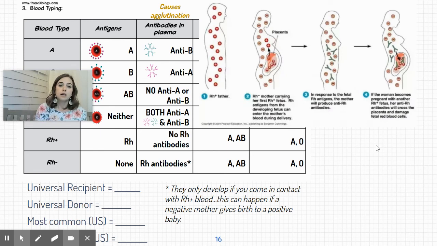So the universal recipient we know is AB, specifically AB positives. Positives can take anybody's blood. Universal donor is O negative. They have no markers on their cells, so they can give to anybody. The most common in the US is O positive, like yours truly.